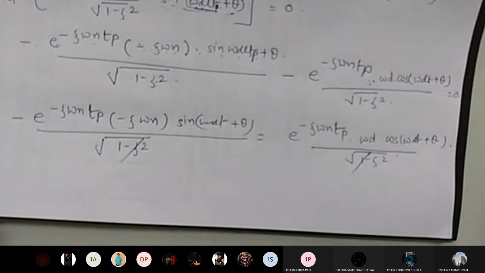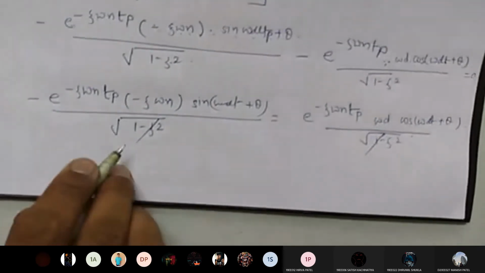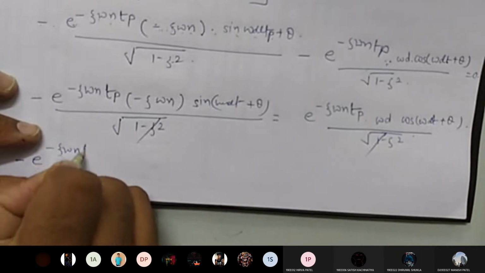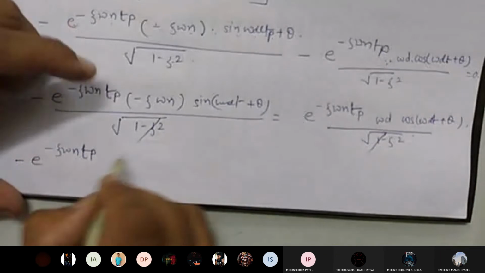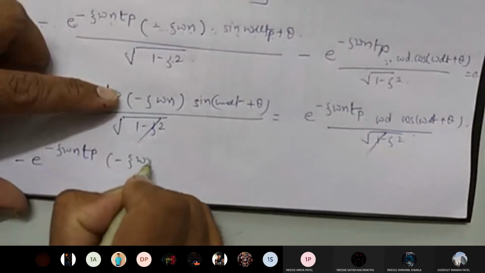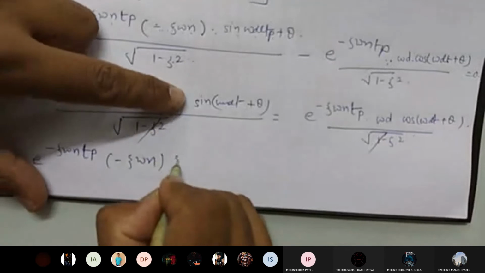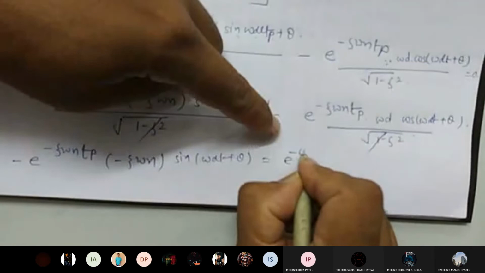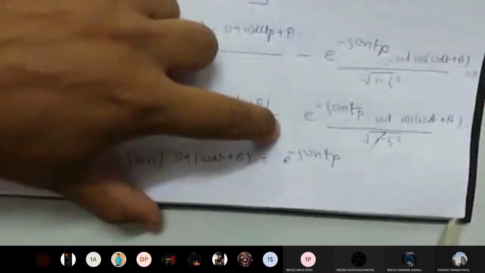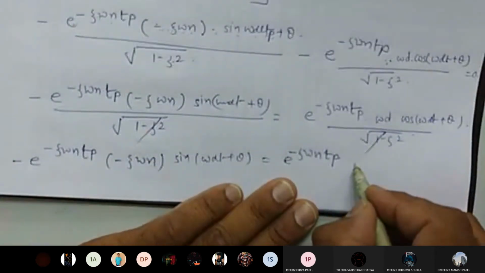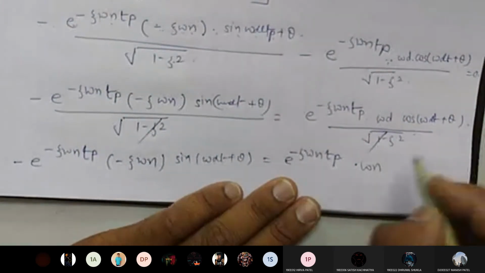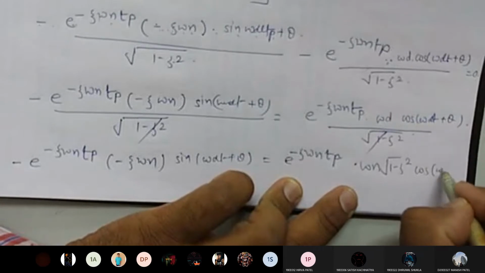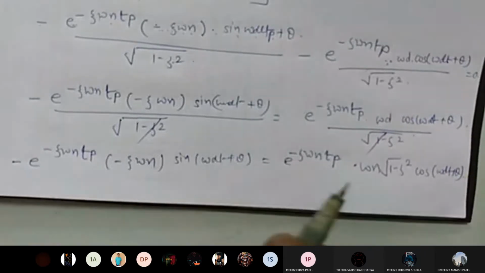Can I cancel it out? Yes, sir. Okay, then minus zeta e raised to minus zeta omega n into tp into minus zeta omega n sin omega dt plus theta is equal to e raised to minus zeta omega n into tp. Omega d, what is the value of omega d? Omega n under root 1 minus zeta square cos omega dt plus theta.